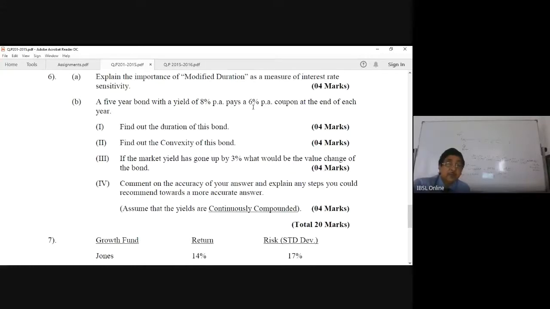So how are we going to get it? At the end of the first year, what is the present value of that 60 cash flow? 60 into e to the power minus 1 into the yield to maturity, which is 0.08. That is, e to the power minus 0.08. That will give you the present value of the cash flow which would be received at the end of the first year. Likewise, you can present value the second year's cash flow and the third year's cash flow. That way, up to the fifth year, you can have the present values. So that is how you have to apply the worksheet. Is that clear?